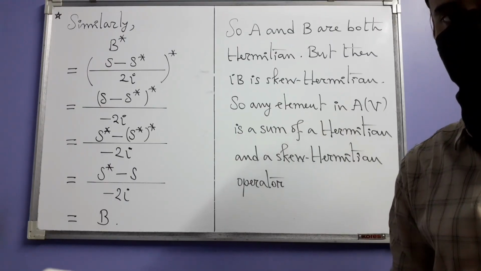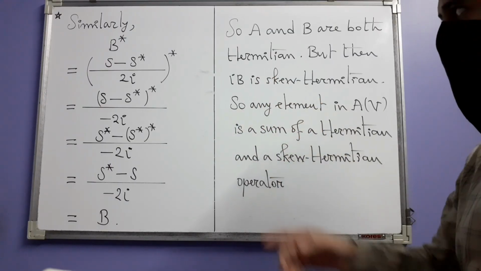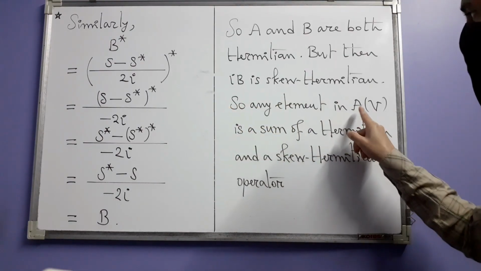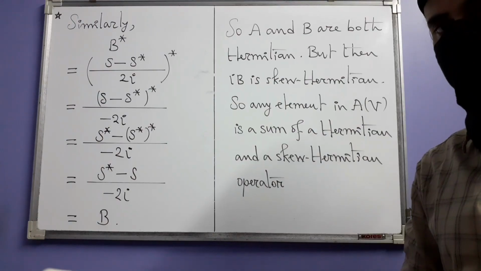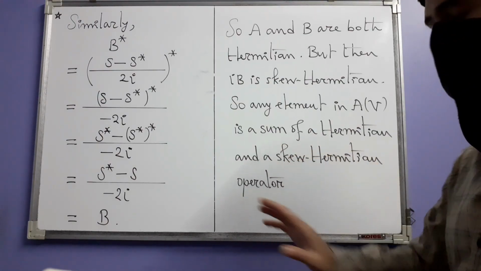But because B is Hermitian, iB is skew-Hermitian, which you can easily check using again properties of star. And that is why any element in this algebra A of V, that means any operator on V, is a sum of a Hermitian and a skew-Hermitian operator.